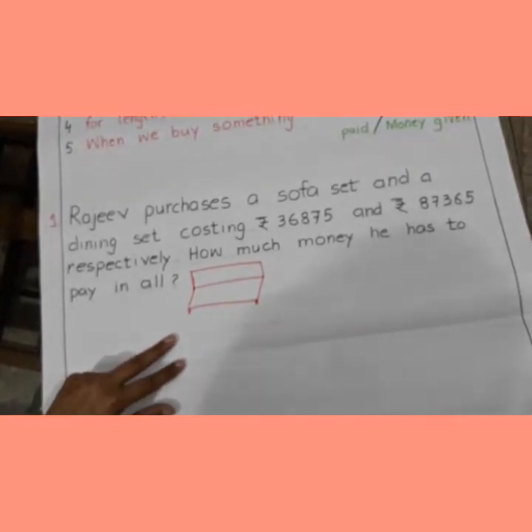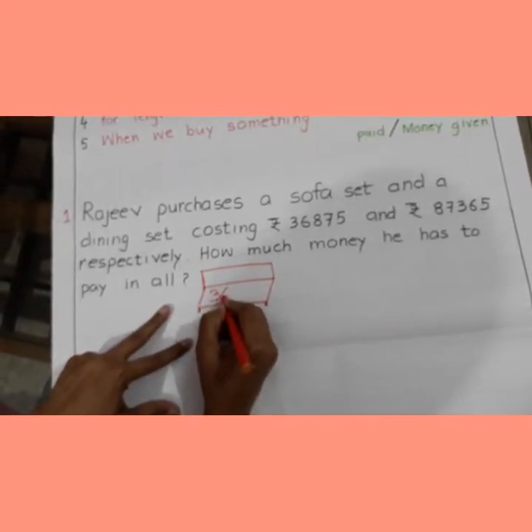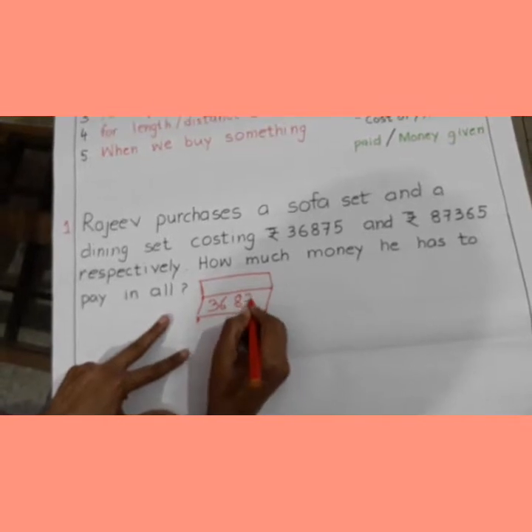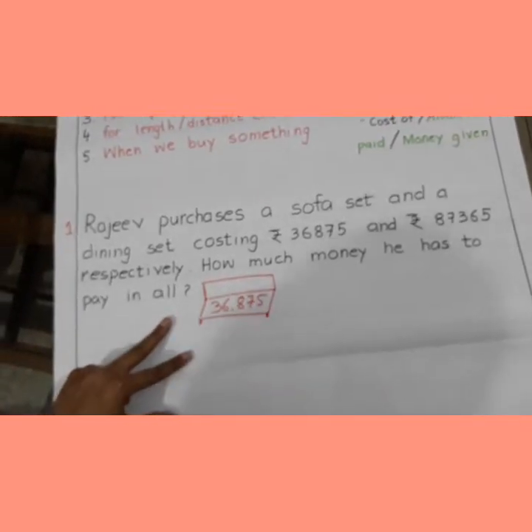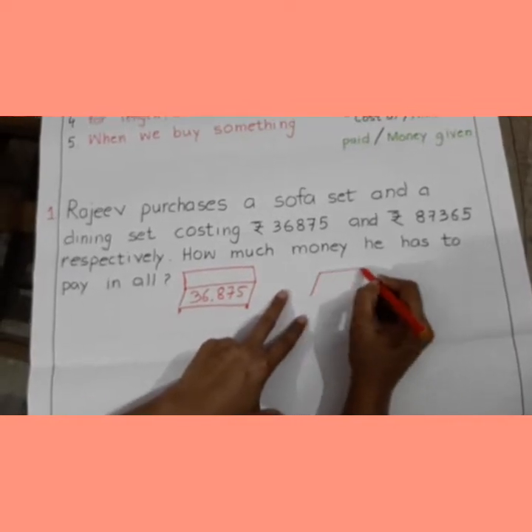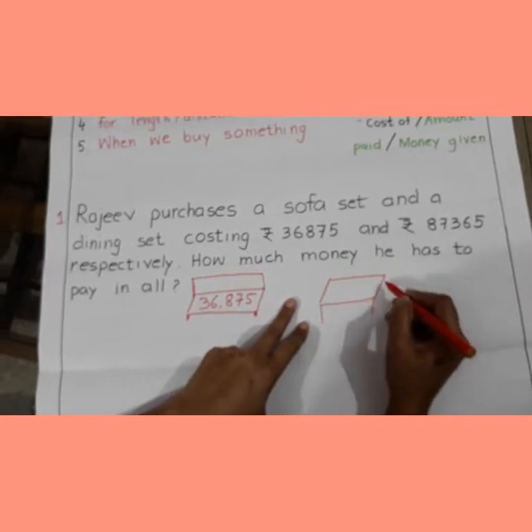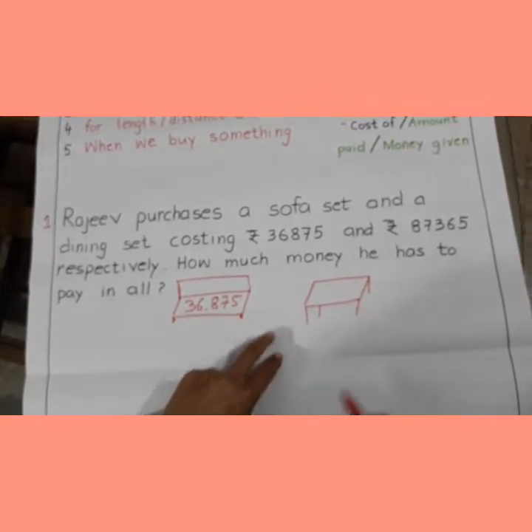Sofa set he bought. And how much did he pay for the sofa set? He paid 36,875. Alright. Then he also bought a dining set. Probably he was shifting to a new house, buying everything new. So always try to enjoy the word problem.